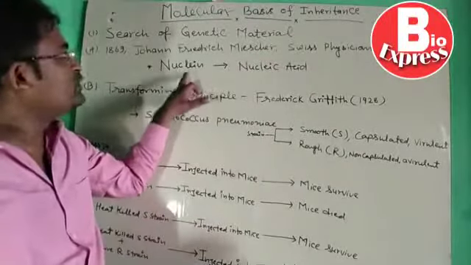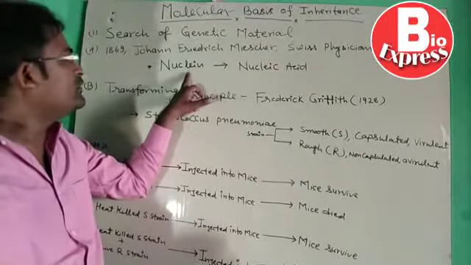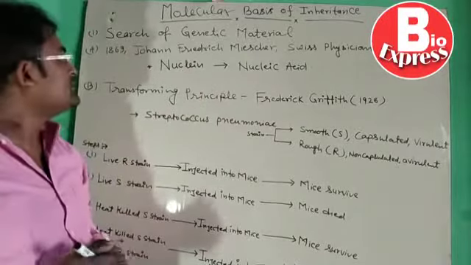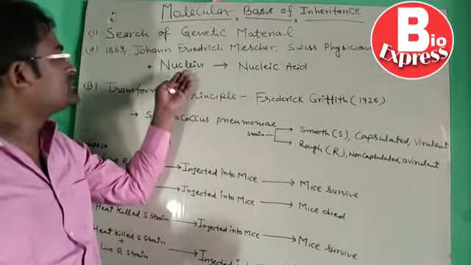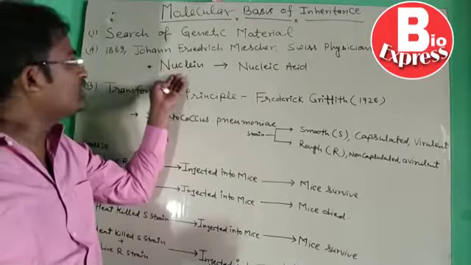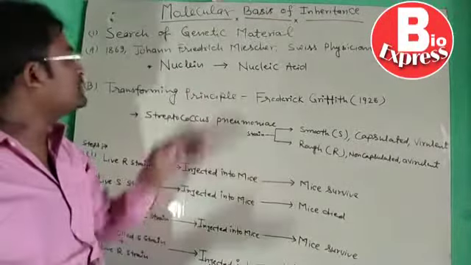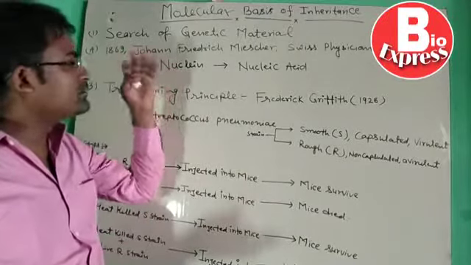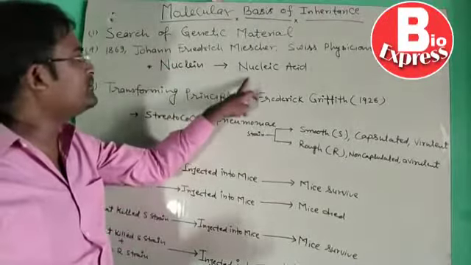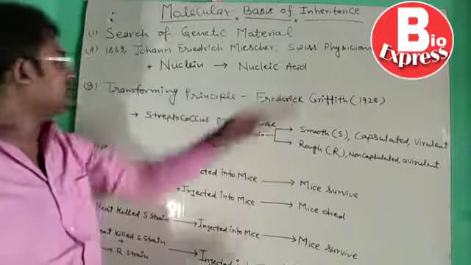and he named it nuclein. After further research by different scientists, they found that nuclein was made up of phosphorus containing compounds, and it has acidic behavior, so it was named nucleic acid.